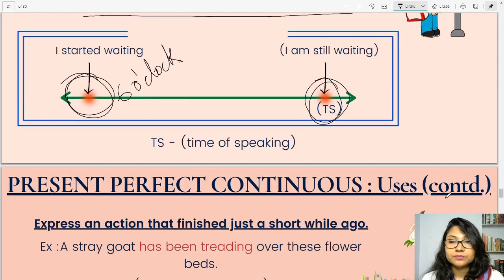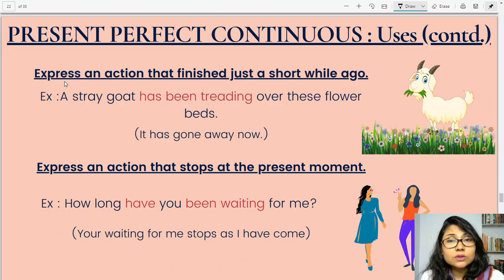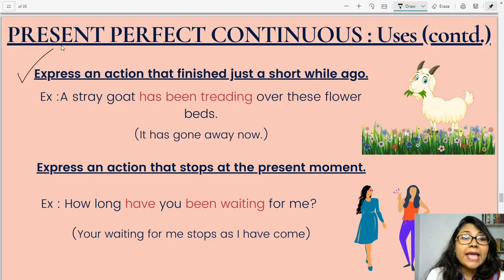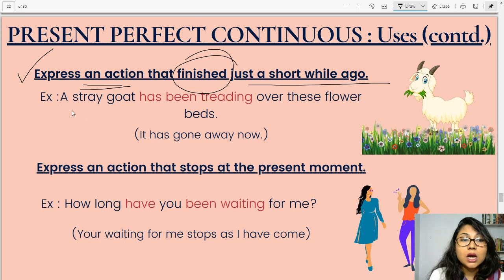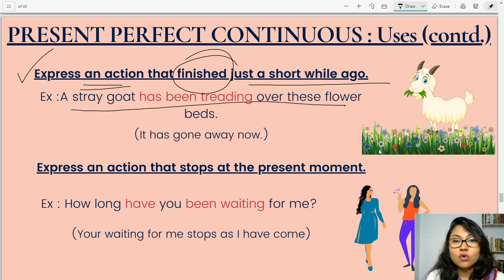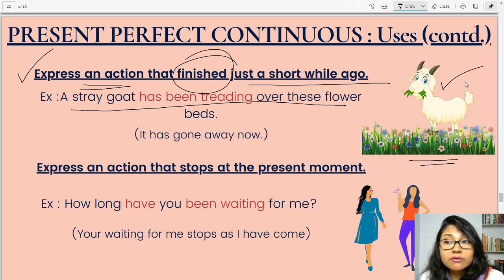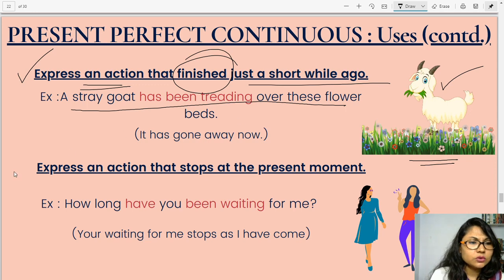Let's move on. Present perfect continuous uses continued. Express an action that finished just a short while ago. Example, a stray goat has been treading over these flower beds. You see the stray goat here? It has been treading over these flower beds. Well, it has gone now. Alright, so a short while ago, it has gone.